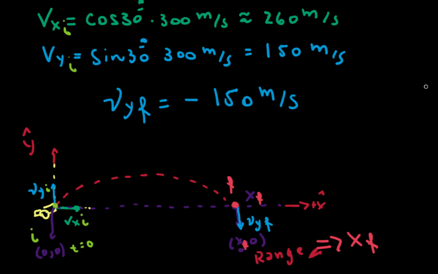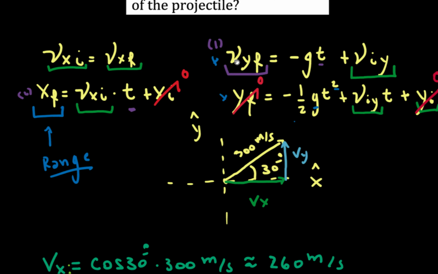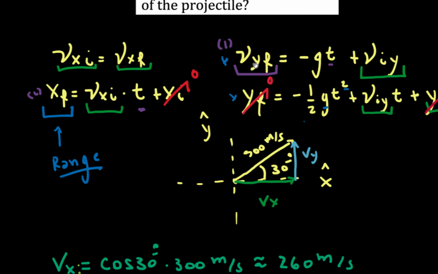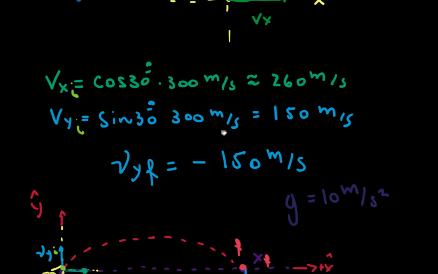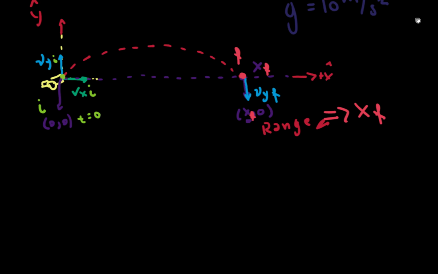Okay. And g is also implicit. We know that g is 10 meters per second squared. And now you have everything. So just to refresh your memory, the equation we're going to use is velocity y final equals minus g t plus velocity y initial, and you can solve for time. So let's go ahead and do that.